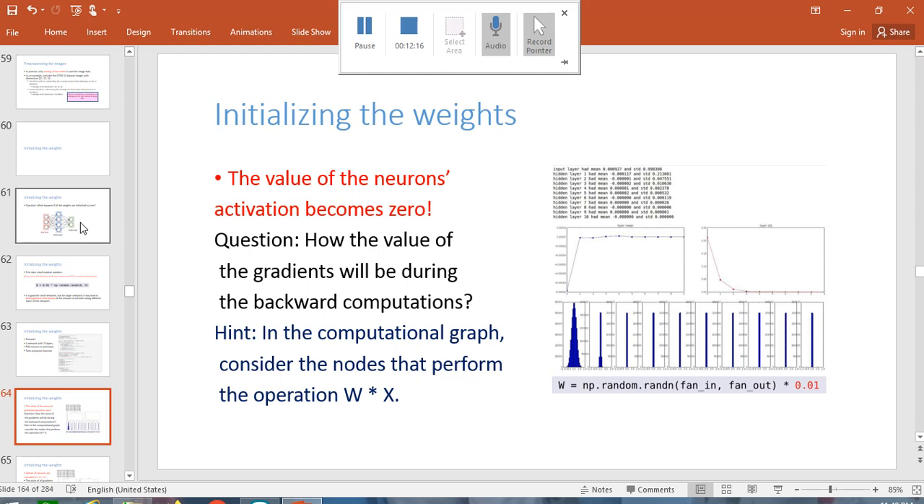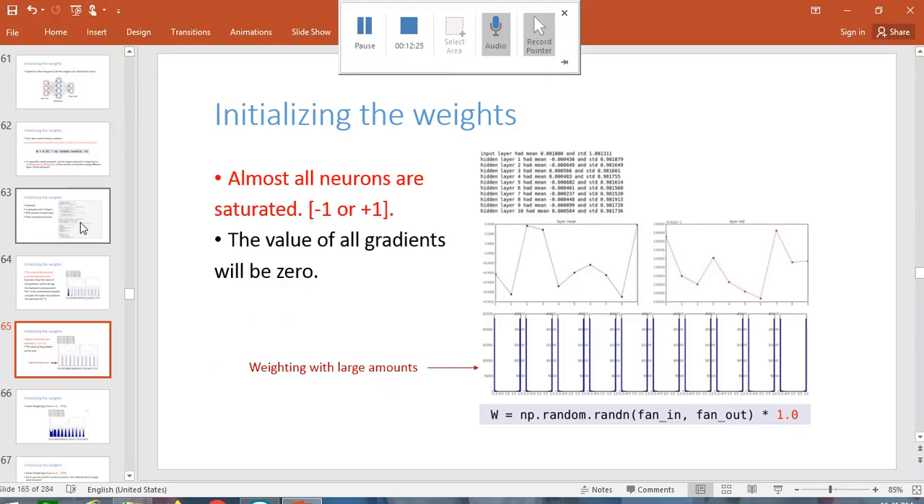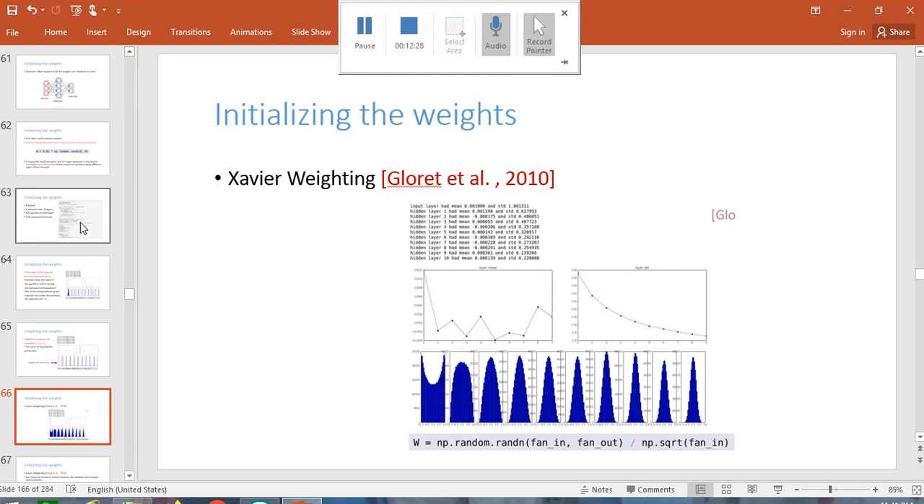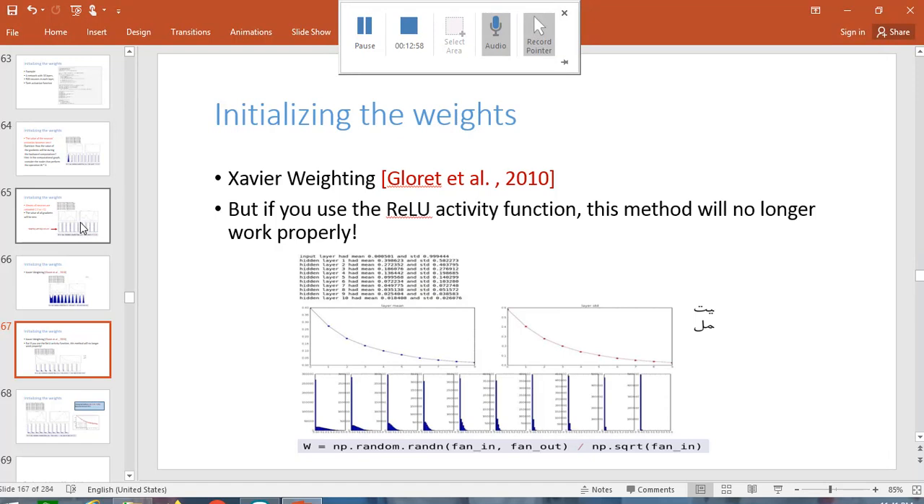So the right solution is to use Xavier's weight initialization method. The idea is that we generate numbers with a normal distribution and divide the numbers by the square root of the fan-in. In this way, we have a normal distribution in almost all layers. This formula is true provided that the activation function is hyperbolic tangent. But if you have used the ReLU activation function, we must add a division by 2 to the denominator of this fraction.